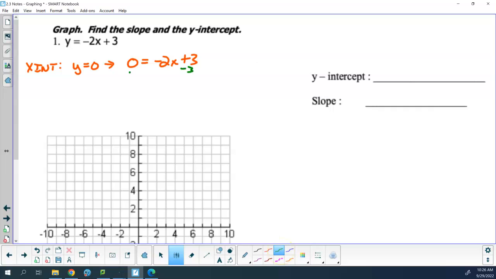Subtract 3 from both sides, or we could have added 2x to both sides. Either way.